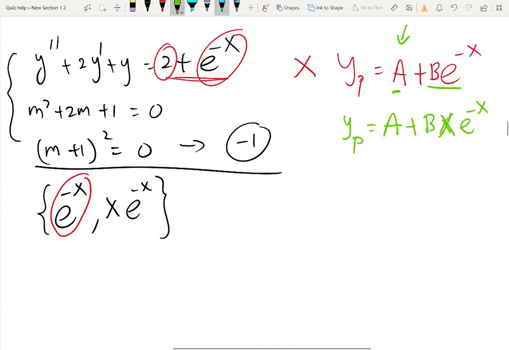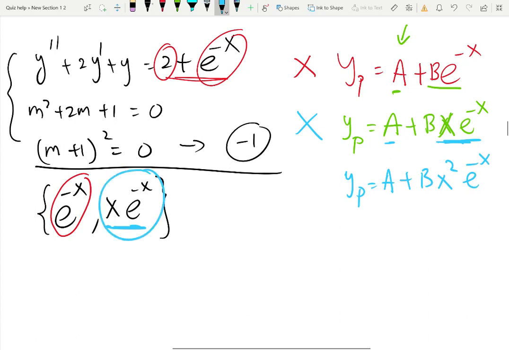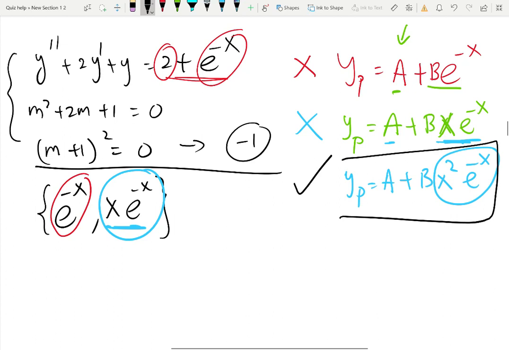Good. Now again check for overlap. Don't stop here. Now a, no overlap. Do we have overlap here? Yes, x e to the negative x and x e to the negative x. See, we still have an overlap, so this is still wrong. Again multiply by x: a plus another x. This will be b x squared e to the negative x. Okay, two different things. Now x e to the negative x and x squared e to the negative x, totally two different things. So this guess here does not have an overlap, so this is the correct guess. Not this, not this, but this is the correct guess.